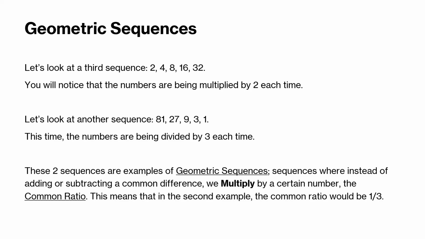So in the first one, the common ratio would be 2, since we're multiplying by 2. In the second one, we're dividing by 3. Instead of the common ratio being 3 or minus 3, it should be 1 over 3, since 1 over 3 is the same as dividing by 3.